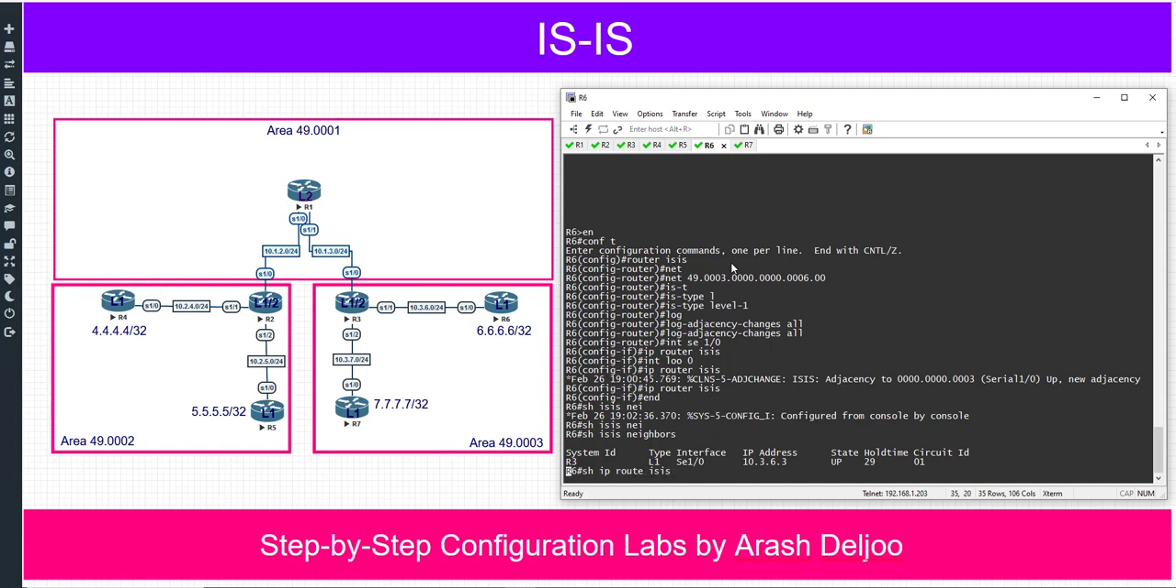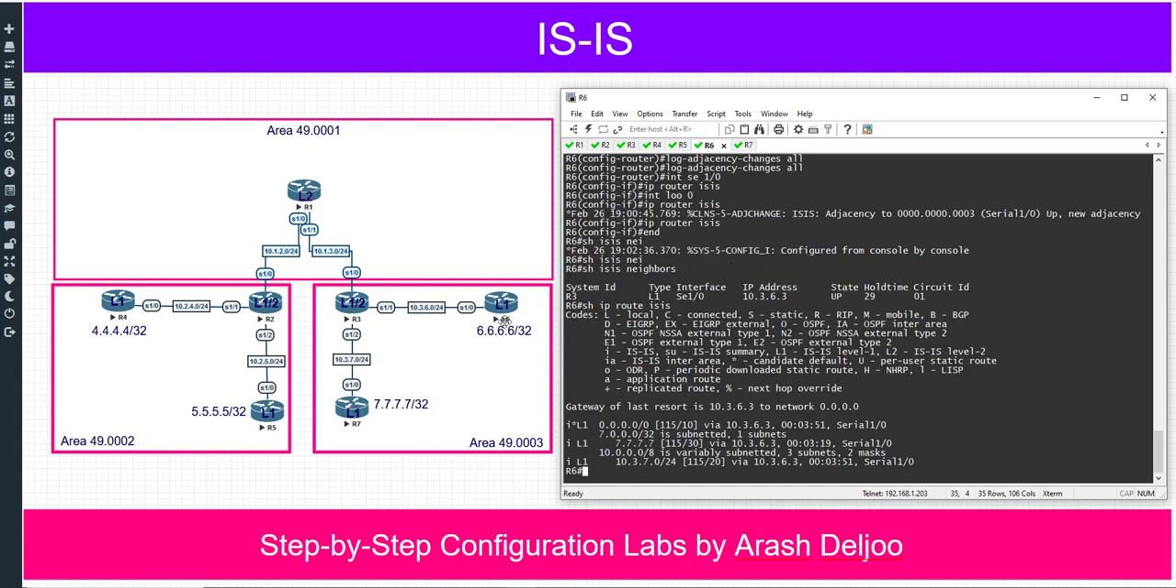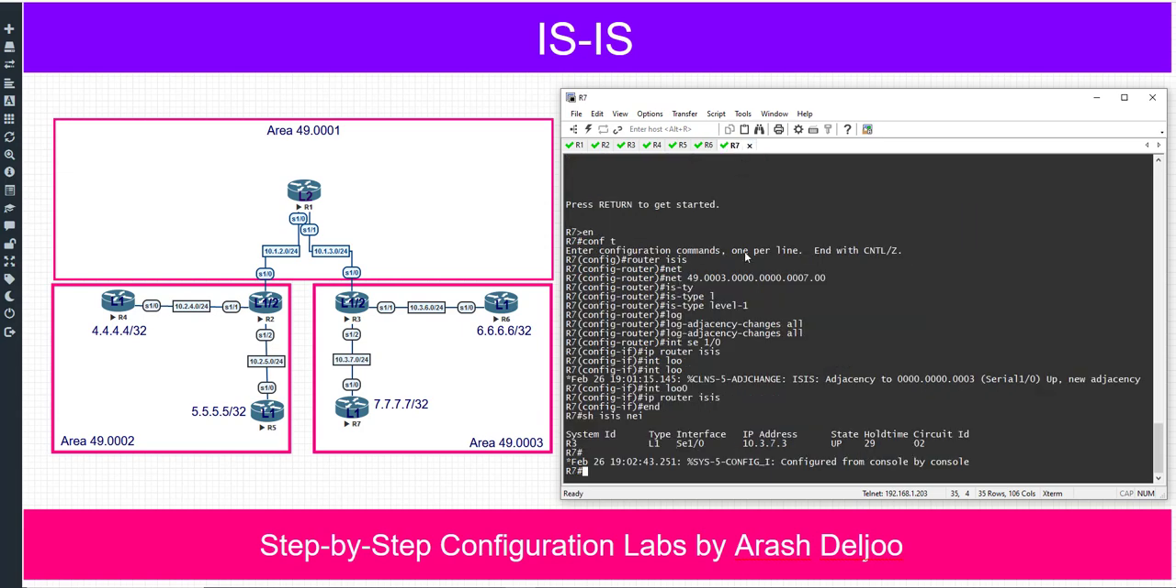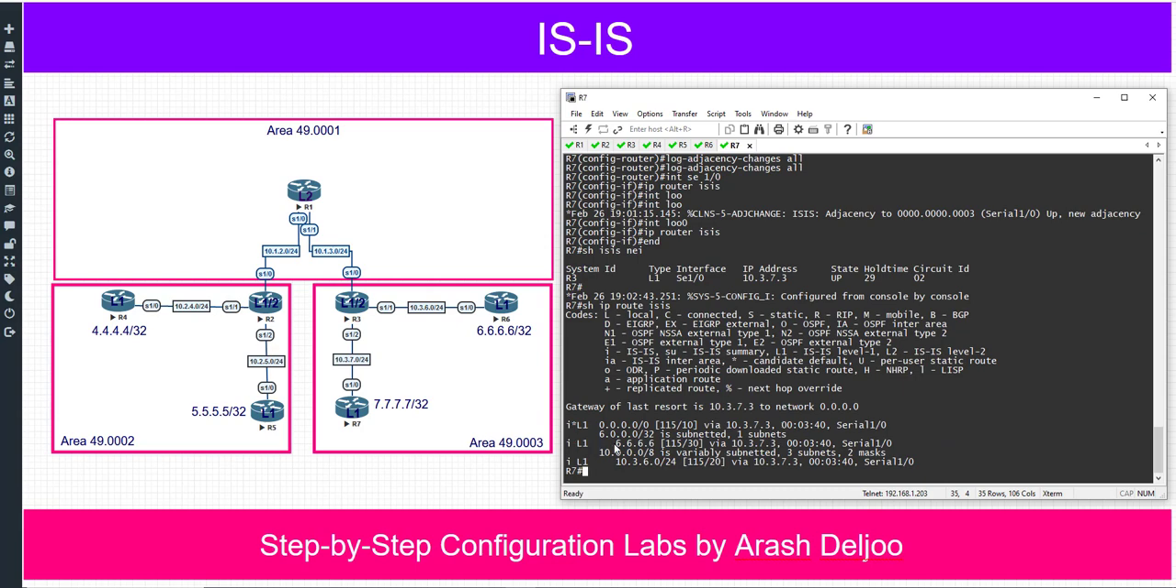Show IP route ISIS. In router 6, as you can see, we have quad 7/32 and also 10.370/24, this network. We learned them from ISIS, and also one default route from the border router, router 3. And then in router 7, show IP route ISIS. Again, we have quad 6/32 and also 10.360/24 and finally one default route.